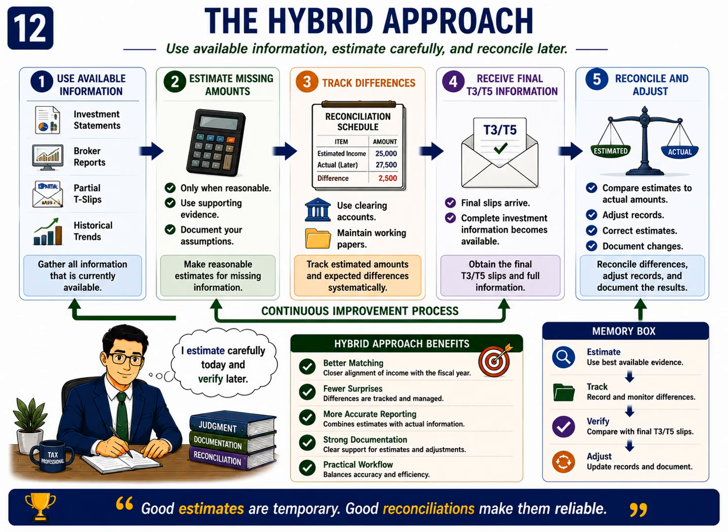The key takeaway from this slide is simple. The hybrid approach uses the best information available today, applies reasonable estimates when necessary, tracks differences carefully, and reconciles those differences when final information becomes available. By combining estimation with reconciliation, the accountant achieves a reporting process that is both practical and increasingly accurate over time.